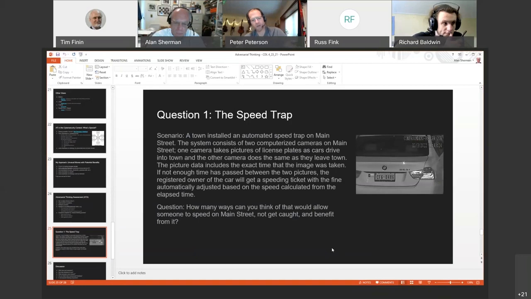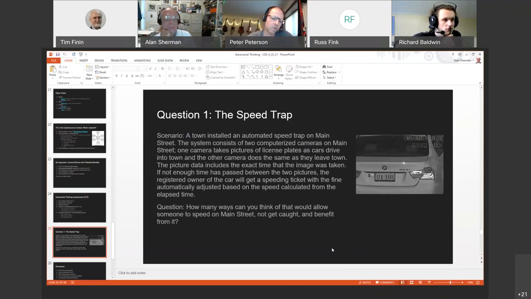So here's the scenario. A town has an automated speed trap on Main Street. The system consists of two computerized cameras on Main. One takes a picture of license plates as they drive into town, and the other does the same as they leave town. You can assume, this clarification isn't in here, that there are bidirectional cameras at each end of town. It includes the data, exact time it was taken, the picture of the bumper. And if not enough time has passed between the two pictures, the registered owner of the car will get an automatic speeding ticket with the fine automatically adjusted based on the speed from the elapsed time.